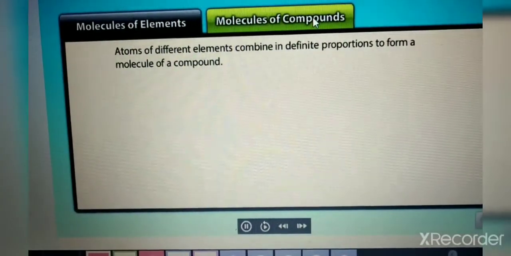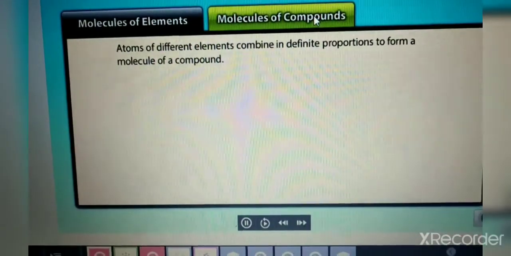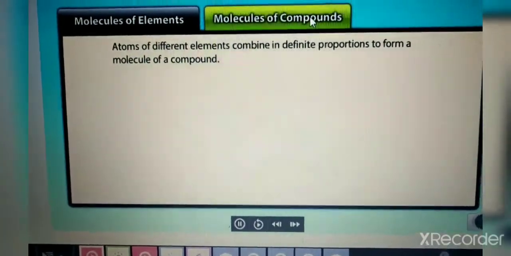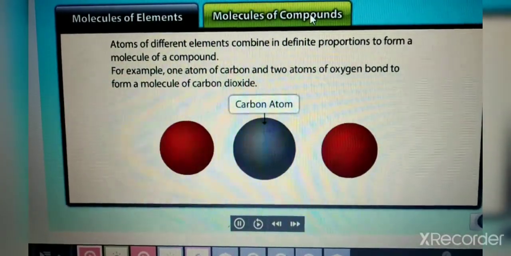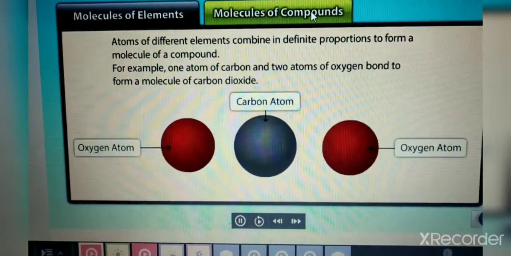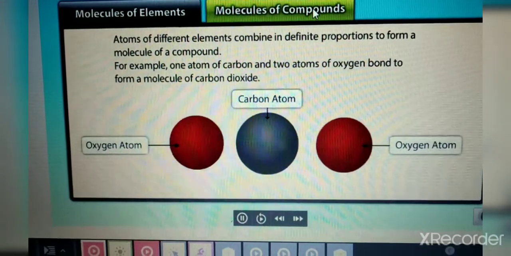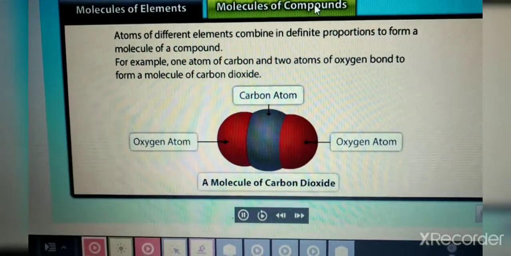Atoms of different elements come together in definite proportions to form a molecule of a compound. For example, 1 atom of carbon and 2 atoms of oxygen bond to form a molecule of carbon dioxide.